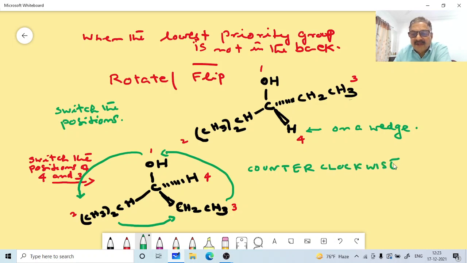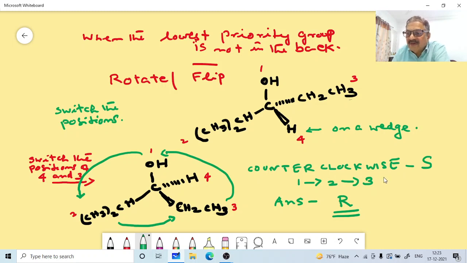So once it is in the counterclockwise direction, when we are tracing it from 1 to 2 to 3, this will be counterclockwise, that means it will be S. It should be reversed. Now the correct answer will be R, because since we have reversed the positions here, if you are getting the configuration as S, you have to change that. You have to reverse the answer. It is to be changed to R here, correct?